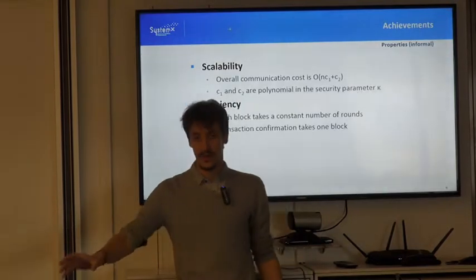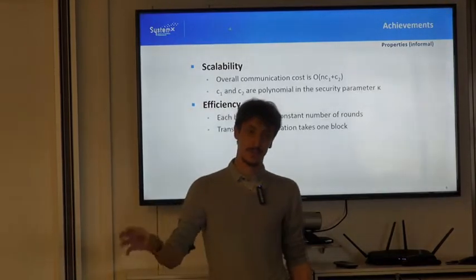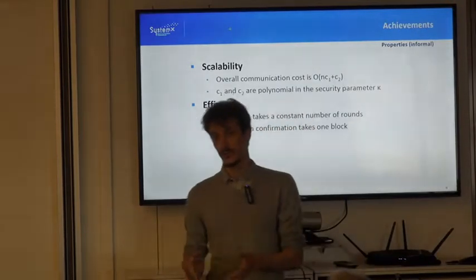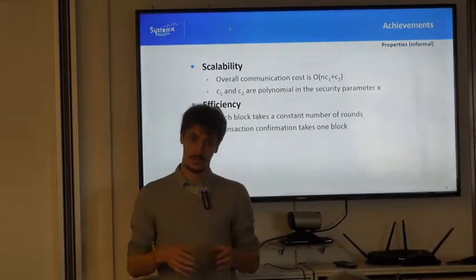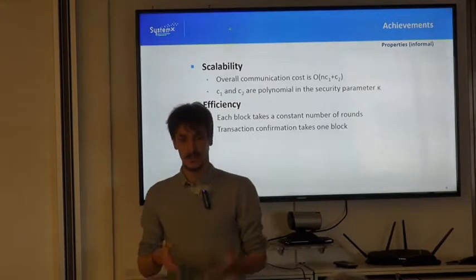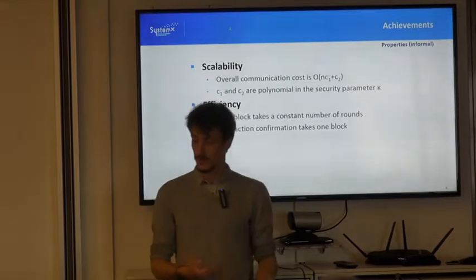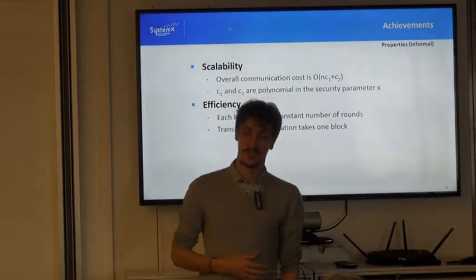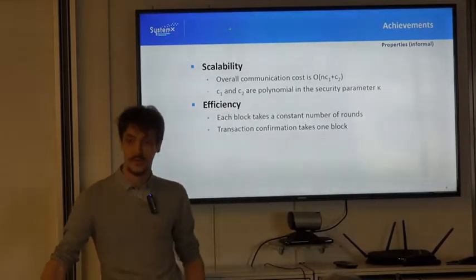So the formula looks the same, and they have this big constant because they need a big committee to run the protocol. Here we try to reach a middle ground where, due to sharding, we have multiple committees, but they are small. And then efficiency essentially means that we're going to confirm new transactions quickly.